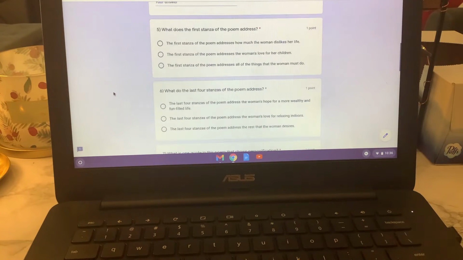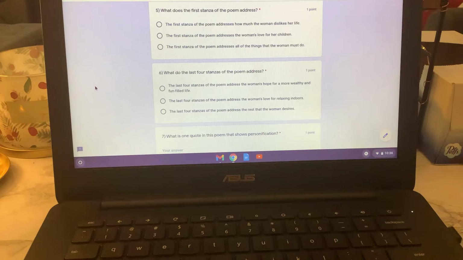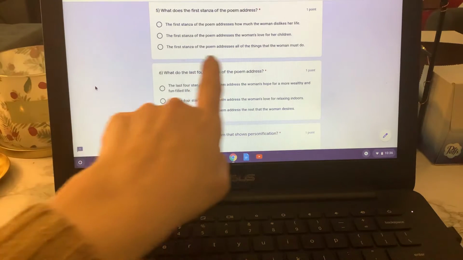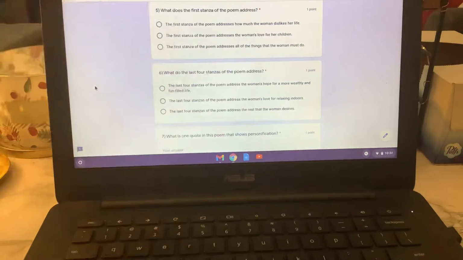Number 5 asks, what does the first stanza of the poem address? We'd say the first stanza of the poem addresses how much the woman dislikes her life. No, excuse me, that's wrong. All of the things that the woman has to do. That is the correct answer. The first stanza of the poem addresses all of the things that the woman must do.